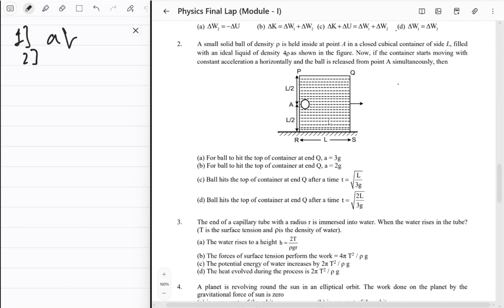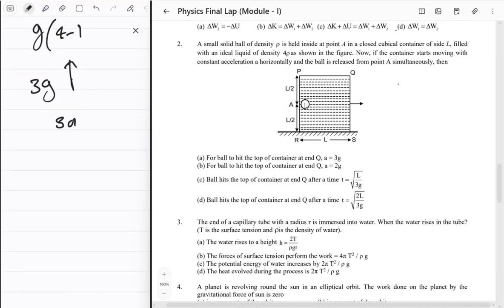That makes sense. So for that to happen, G effective will be constant, which we'll figure out later. What is the ball's density? It is rho, and the liquid's density is 4 rho. So your effective G is G times the density of the liquid upon the density of the ball, minus one. So it's going to be 4 minus 1, like 3G upward, or similarly 3A in this direction.